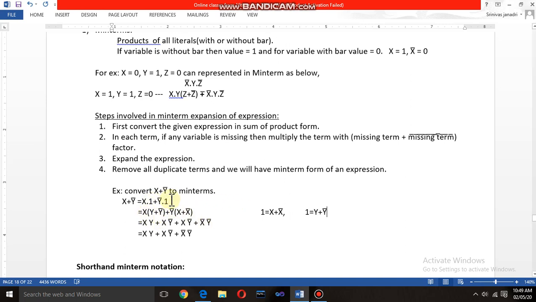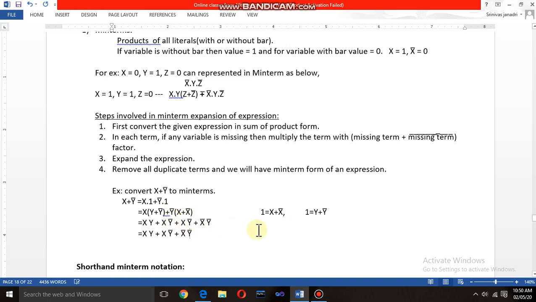So replace this 1: where a y is missing, replace with y plus y complement. Here a x is missing, replace with x plus x complement. Now just simplify this one. Multiply the x with these two, we will get x into y plus x into y complement. Here just multiply this y complement with these two, x into y complement, x complement into y complement.